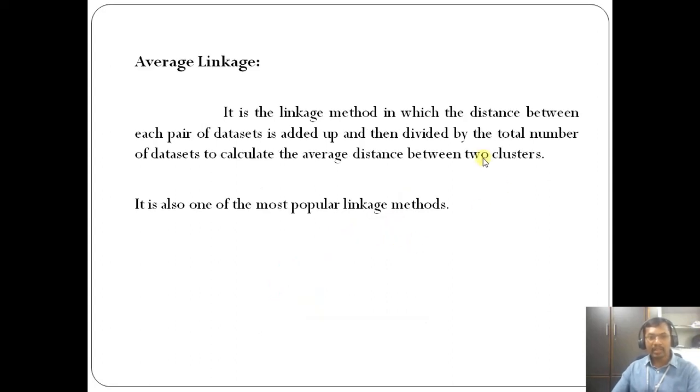Another one is average linkage, in which the distance between each pair of data points is added up and then divided by the total number of pairs to calculate the average distance between the two clusters. It is also one of the popular linkage methods, in which the average distance between each data point within the clusters is calculated, and the two clusters with the shortest average distance will be merged.